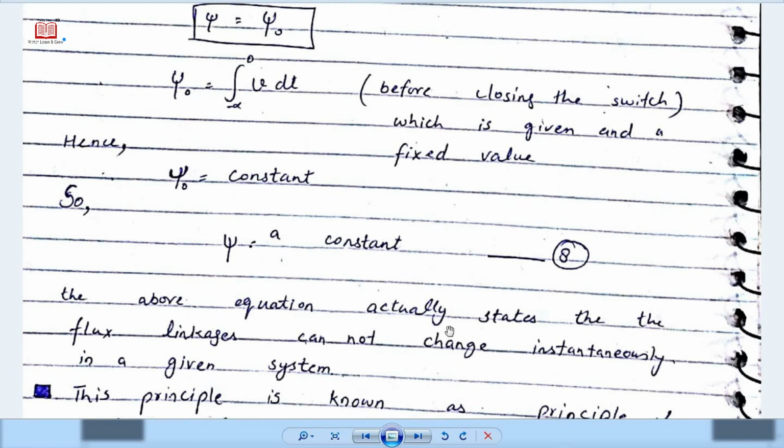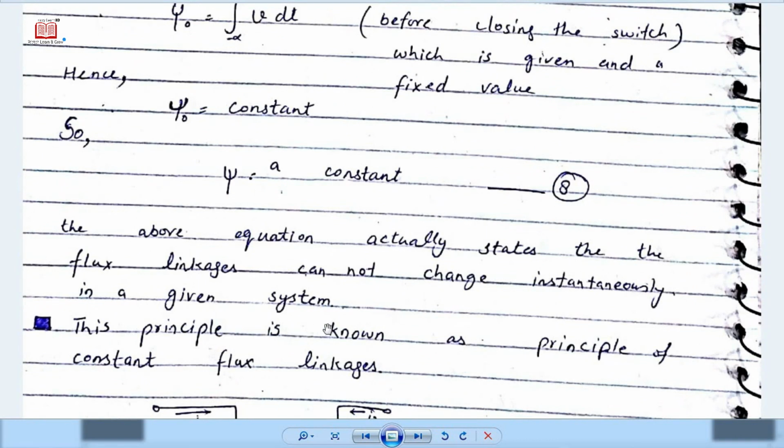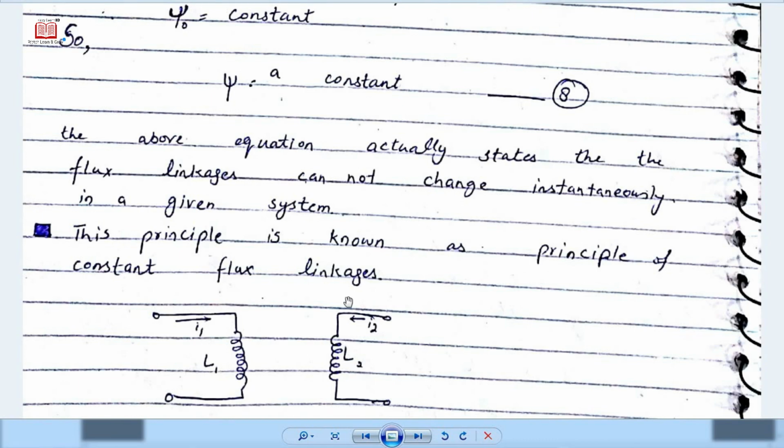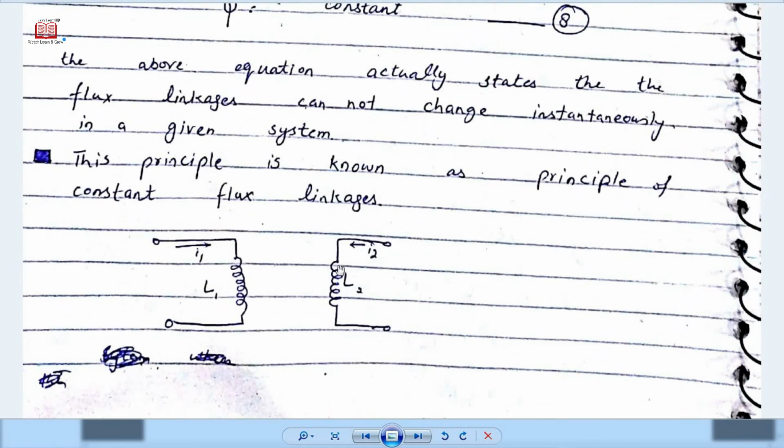The above equation actually states that the flux linkage cannot be changed instantaneously in a given system. As in the case of the capacitive system, where we define that the voltage cannot be changed instantaneously, here again we are defining that the flux linkage cannot change instantaneously in a given system. This principle is known as the principle of constant flux linkage. So this is called the principle of constant flux linkage. Remember this in your mind. We will use this later on.